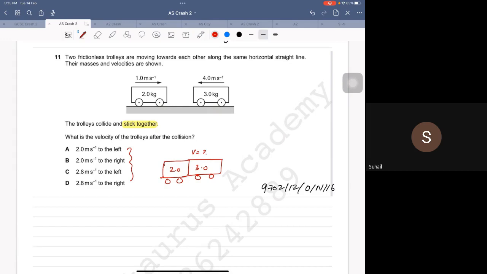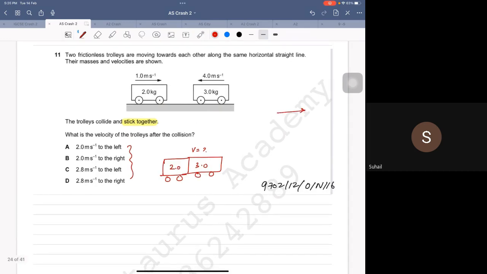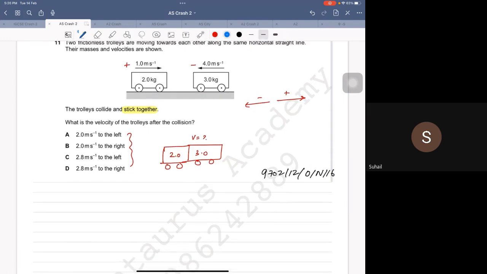So again, the same way, we're going to take either right or left as positive or negative. So let's take it this way. It doesn't really change anything at the end. So this is going to be positive, this is going to be negative. And now we can write it as m1 u1 plus m2 u2 equals m1 v1 plus m2 v2. Then you're going to add it. So 2 times 1 plus 3 times negative 4.